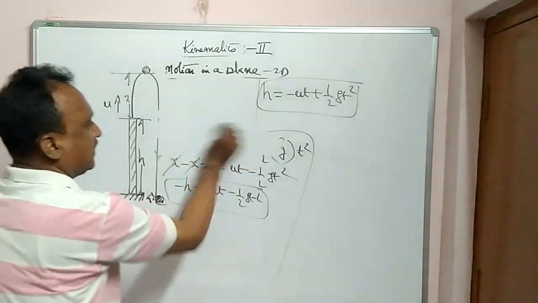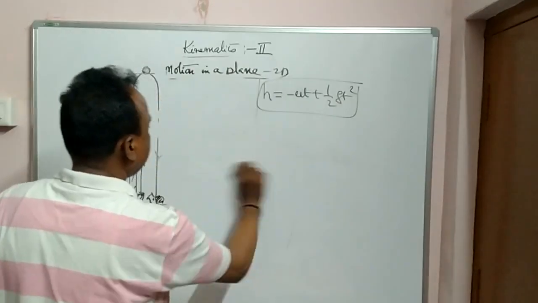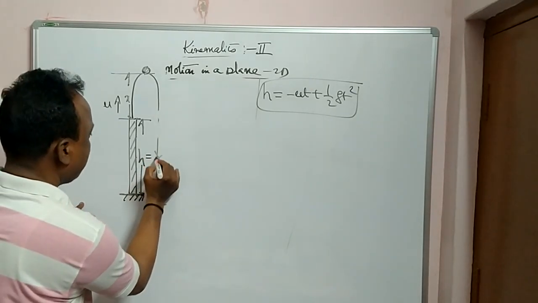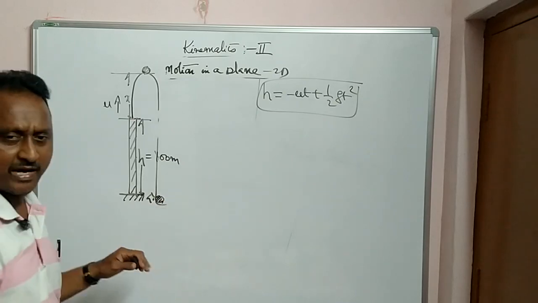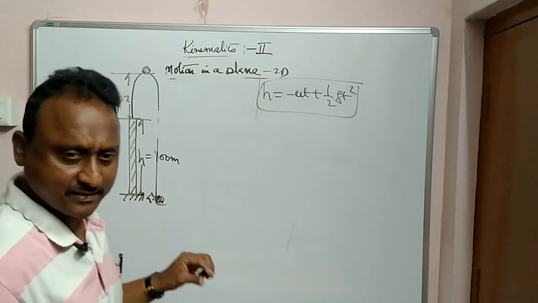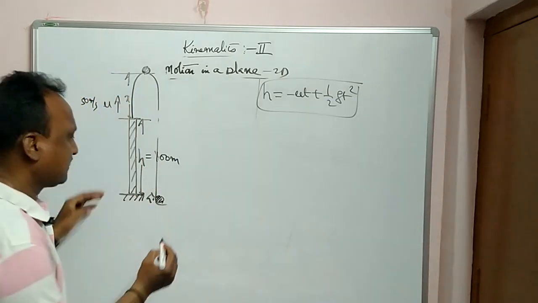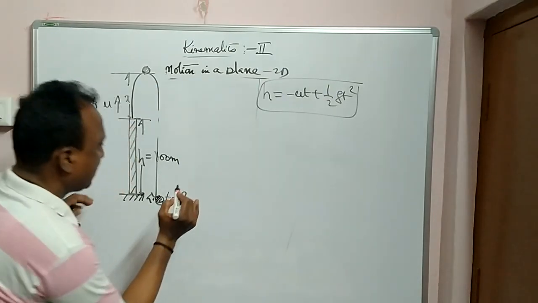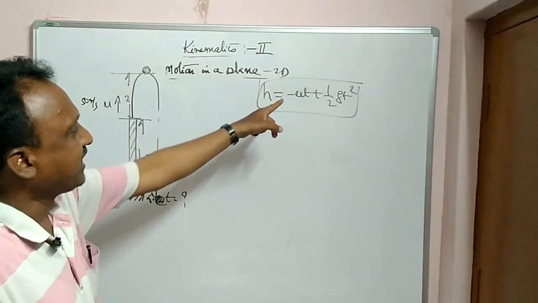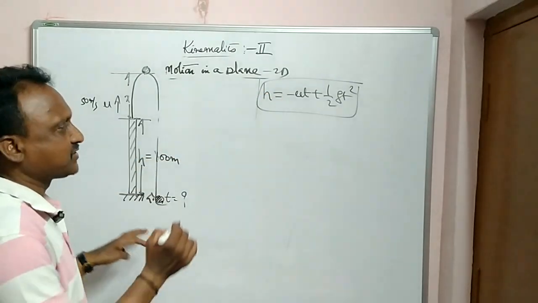Now numerical problems will come in this fashion. For example, let the height of the building be 100 meters. Let the projection velocity be 50 meters per second, the initial vertical velocity. Now the question is, at what time will the body reach the ground surface? Then apply the formula directly: minus h is equal to ut minus half gt square, or h is equal to minus ut plus half gt square.